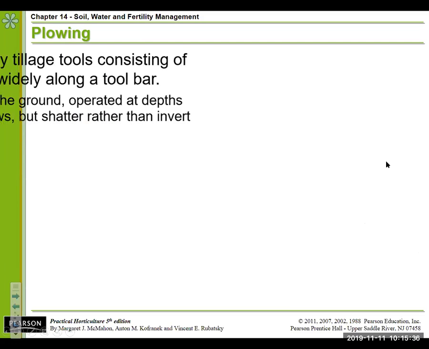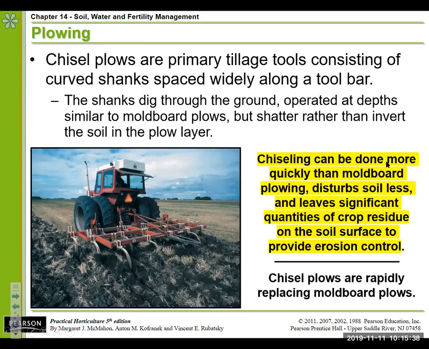So I'm not going to dwell too much on the different types of plows, but I think it's also important to recognize the chisel plow, which is a slightly different shape than the moldboard plow, which we kind of think is the traditional plow shape. The chisel plow is more just like a curved shank that is spread widely. And chiseling has its own place in different soil types.